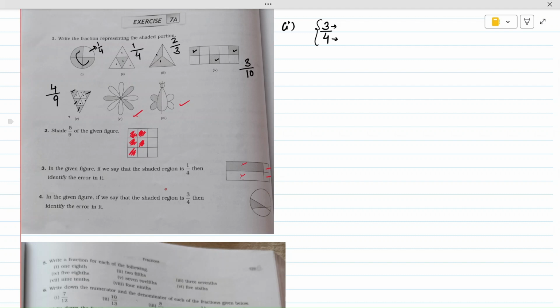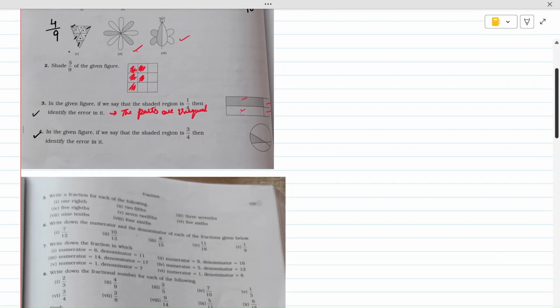Okay. So what we can write here is the parts are unequal here. So the shaded part is not 1 by 4. Next question what we have here is, in the given figure, if we say that the region is 3 by 4, then is it correct? Same thing is here. If you see this circle, it is not divided equally, so the shaded part is not 3 by 4. Okay, so same as the above.